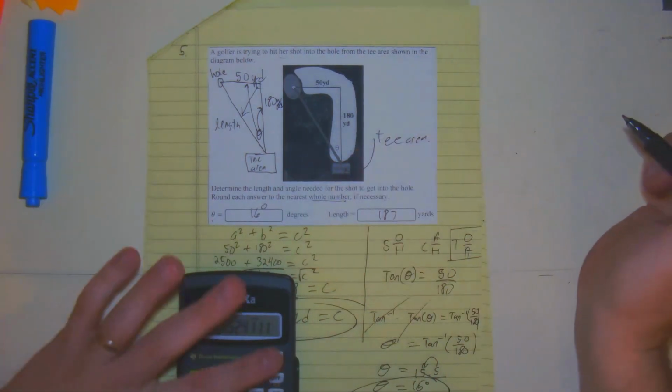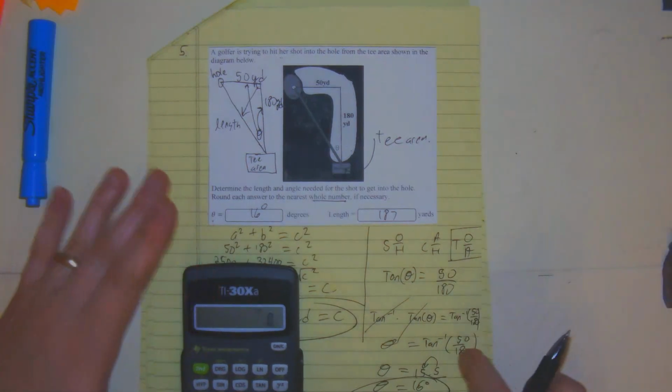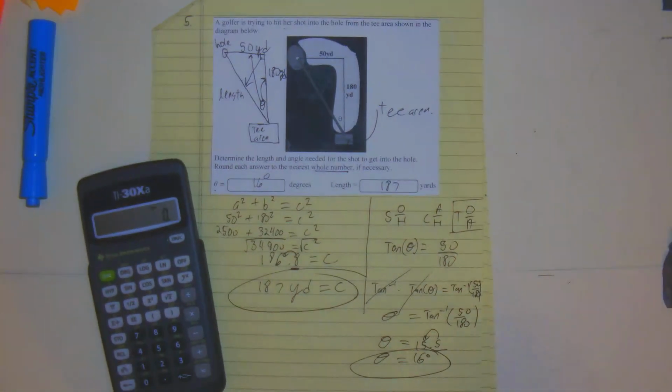Degrees, redundant. If you're using the scientific calculator on the computer, you would just do the tan of negative 1, parentheses 50 divided by 180, and you would get the same answer.